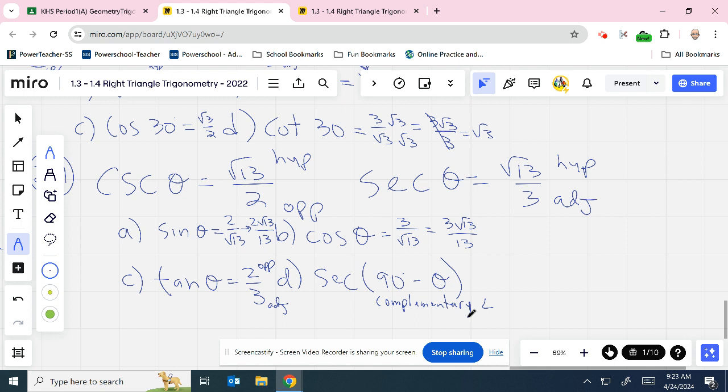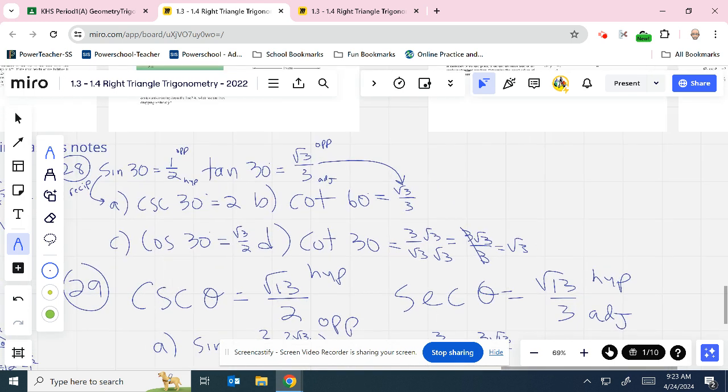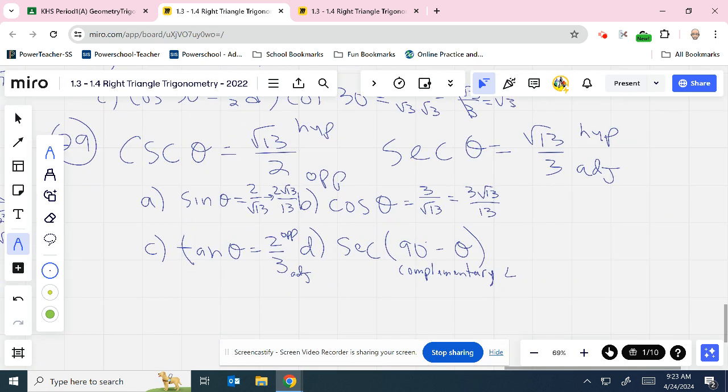So complementary angles are the same as their cofunctions. We said that up here a second ago, cotangent of 60 was the same as tangent of 30. Those ended up adding up to 90, and they were cofunctions. So the secant of 90 minus theta is going to be the same as its complementary angle with cosecant. Secant is going to be the same as cosecant. So it's going to be radical 13 over 2.